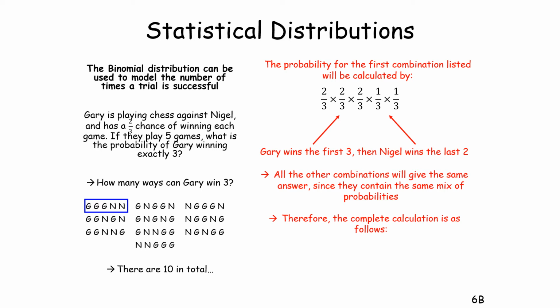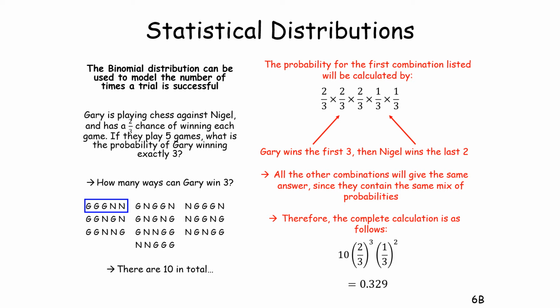So therefore, the complete calculation would be 2/3 cubed, because that could happen 3 ways, times 1/3 squared, and you're adding that 10 times, because you could say this, or this, or this, or this 10 times, which is another way of saying just times it by 10. So the end result will be 10 times 2/3 cubed times 1/3 squared. So to give us the answer 0.329.